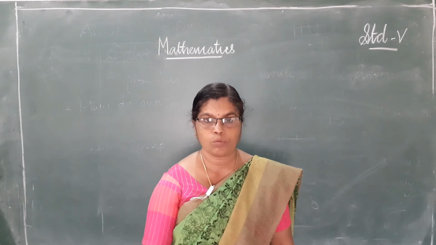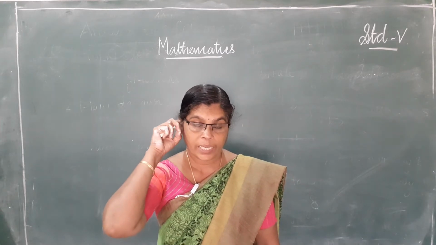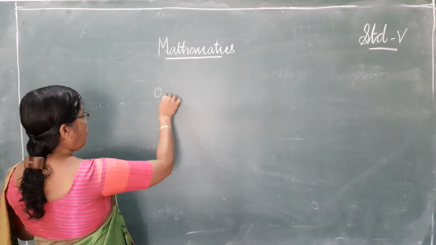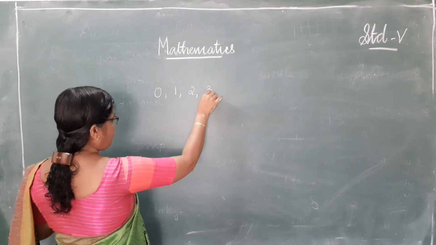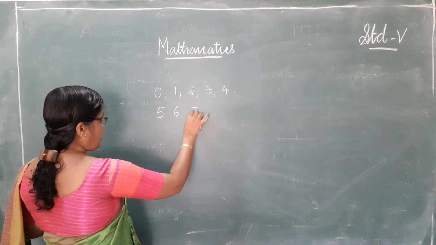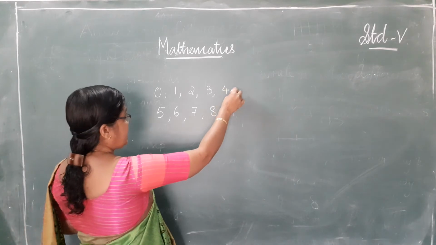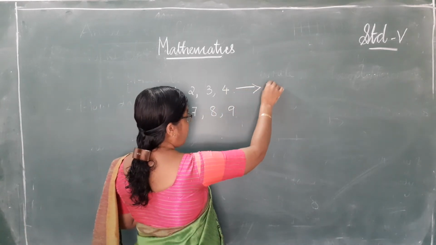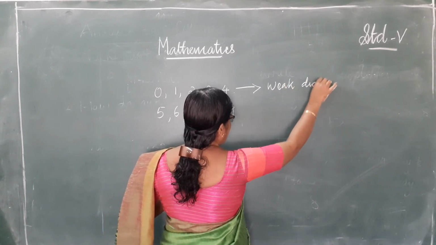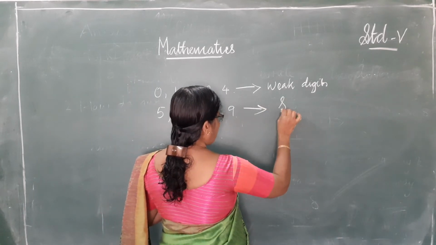Now let's see how to round off the numbers. Let's start from the rounding off nearest to 10. Okay, before that, you should know the numbers. See, 0, 1, 2, 3 and 4. These digits you see, and 5, 6, 7, 8, 9. See, these digits 0, 1, 2, 3, 4 are called weak digits, and these digits 5, 6, 7, 8, 9 are called strong digits.